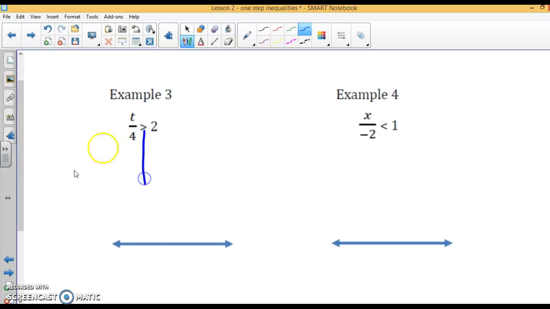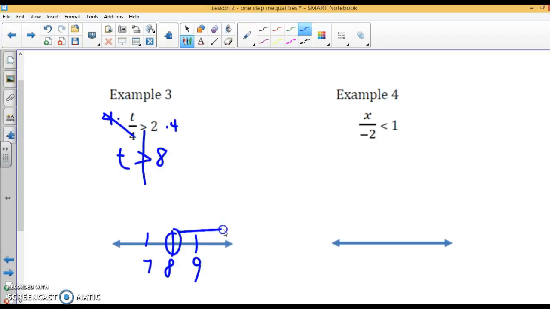All right, how do I solve this one? I multiply both sides by 4. So I'm going to have t is, do not switch the inequality because I multiplied by a positive 4, greater than 8. So here's my graph. T is greater than 8. Open circle on 8, shaded right because it's greater than. Always make sure your variable is on the left before you graph it.